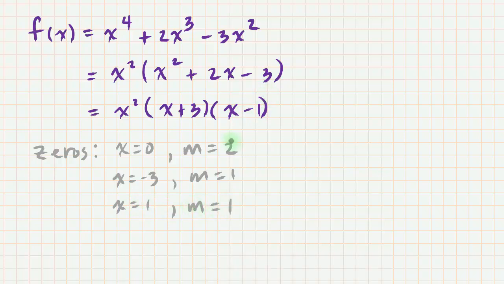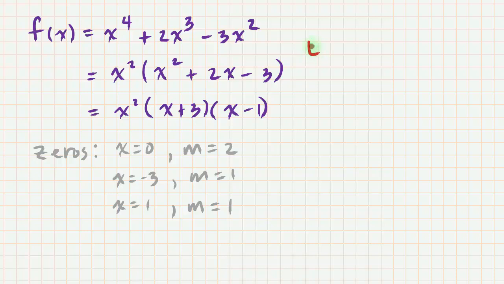Recall that zeros with an even multiplicity will bounce off the x-axis. The function will bounce off the x-axis. And if we have an odd multiplicity, the function will pass right through the x-axis. Now let's take a look at the end behavior for this function.